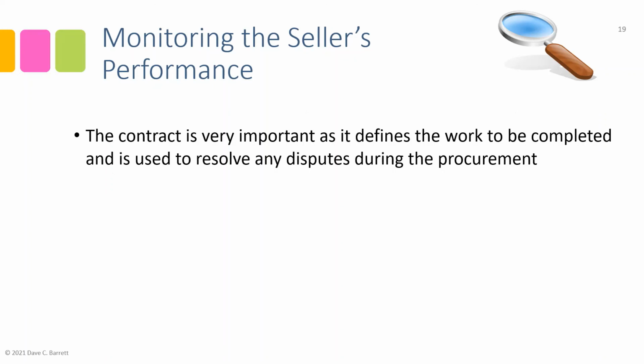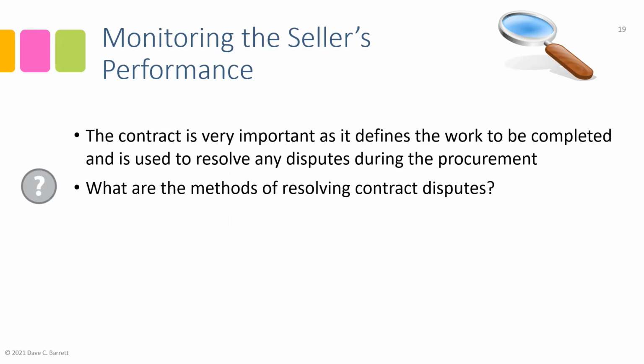As mentioned previously, the contract is very important. It defines the work and is used to resolve disputes during the procurement. There's various methods that can be used to resolve disputes. And again, these are covered and discussed in detail in the textbook, but just a quick summary of it. For example, the number one thing, if there's disputes between the buyer and seller, is negotiation, discussion, and some collaboration. Normally that is used and employed and hopefully covers most contract disputes.